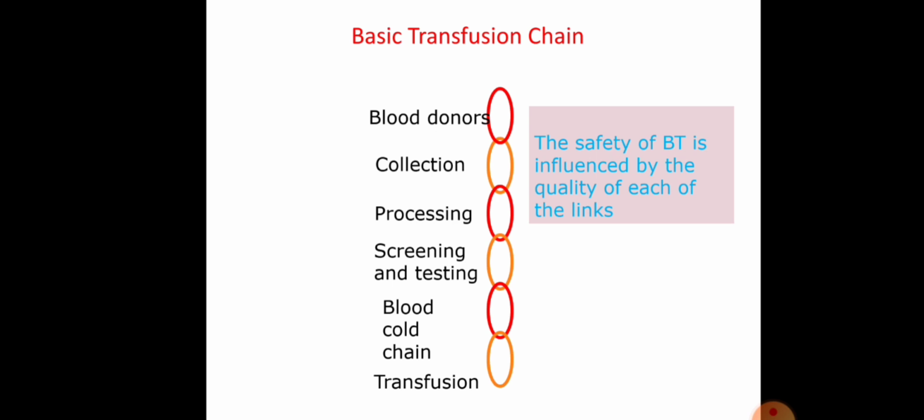What are the precautions to be taken whenever you are transfusing blood? There is a basic transfusion chain, because safety is our priority. Therefore the quality should be checked for each and every donor. That is, blood donors have to be checked properly. After that, the collection should be sterile and proper. Then processing should also be proper, with ICT and proper cross matching. Everything should be done. Collection should be done properly. Labeling should be there, along with screening and testing.